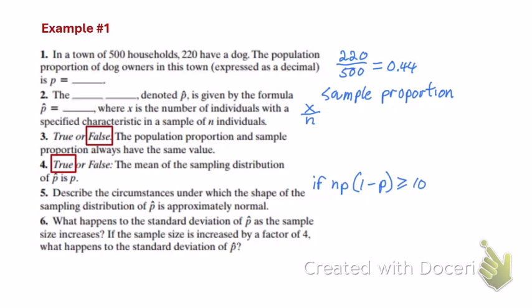Number 6, what happens to the standard deviation of p hat, that's the sampling distribution, as the sample size increases? Well, what happened yesterday? Yeah, standard deviation decreases. And the last part of that question, if the sample size is increased by a factor of 4, meaning now it's 4 times as big, what just happened to the standard deviation? Yeah, once again, thank you, ma'am, it got cut in half.